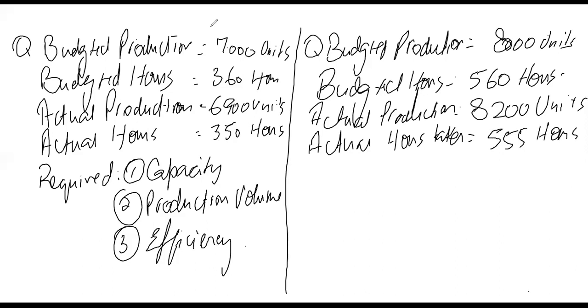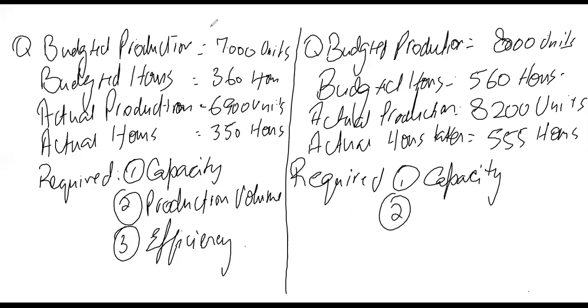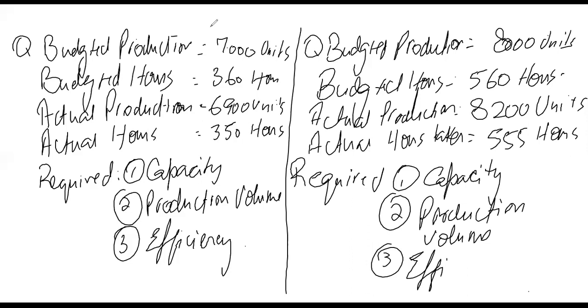I hope my writing is quite prominent and you might be able to understand it properly. Otherwise, you can go with the audibility. So the required scenario is to calculate capacity, production volume, and last but not the least, the efficiency ratio.